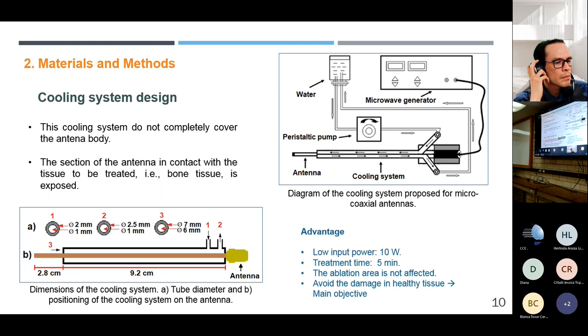In the materials and methods, I'm going to start with the design of the cooling system. The main difference between this cooling system and the commercial cooling system is that in this case, the cooling system does not completely cover the antenna body. The section of the antenna that will be in contact with the TSO2 tray will be exposed. With these modifications, the performance of the antenna will not be affected during the experiments, and the ablation areas will be similar in comparison with not using the cooling system. Another advantage of this design is that the input power will be equal to 10 watts for 5 minutes of radiation.